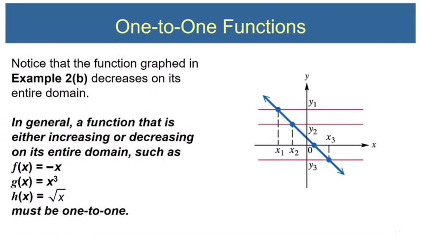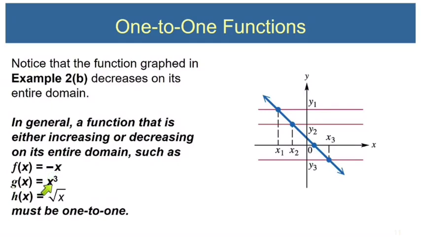I just want to point out to you that there is a way you can sometimes determine if a function is one-to-one without necessarily seeing its graph. Remember the function that we looked at in example 2b was this straight line that is decreasing on its entire domain. Well, if a function is always decreasing, it will never repeat y values. So if you know a function is always increasing or always decreasing, you can know by default that it's one-to-one. So for example, any straight line is automatically going to be one-to-one.